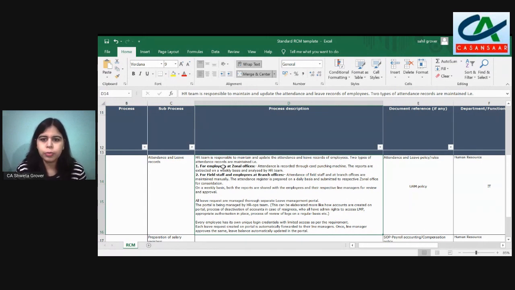You don't need to replicate or copy it again in this RCM. What you should take care of is to mention at least those pointers which are not covered in the process manuals and which you came across during your process walkthrough. That is very important, which you should capture here instead of copying and replicating the manual. So let's take an example.